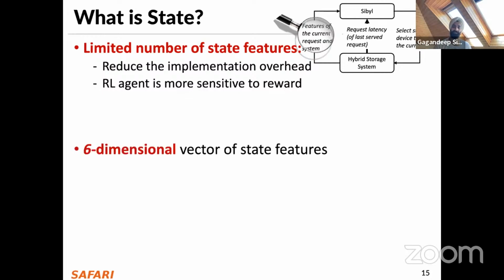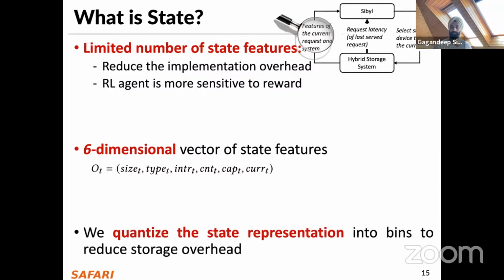We define the state as a 6-dimensional vector of program features. For example, we take the size of the request, the type of the request, etc. And then we also quantize the state representation into bins to reduce the storage overhead, because if we have more of these features, then it will increase the state space as well.